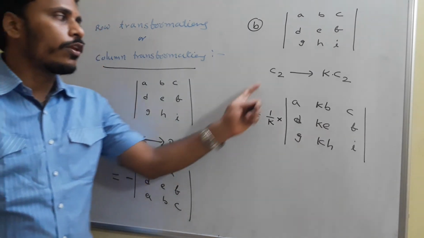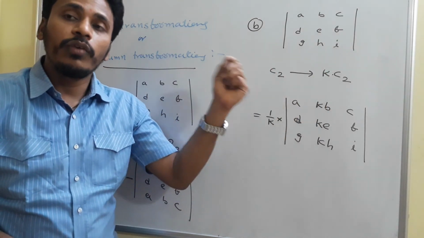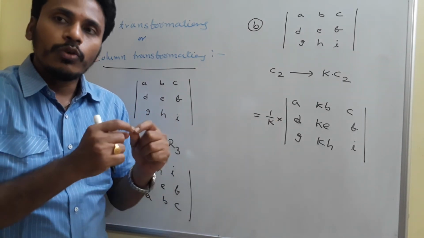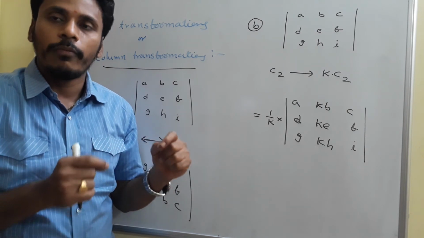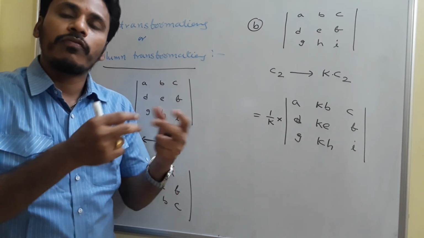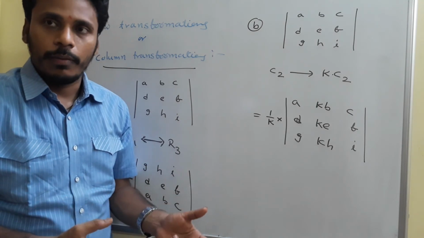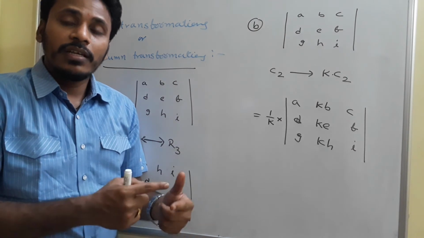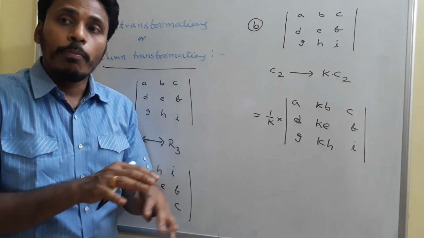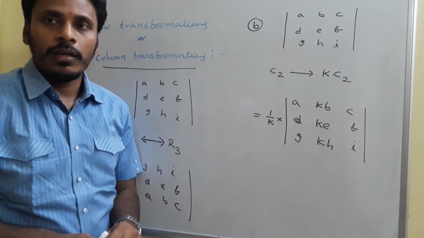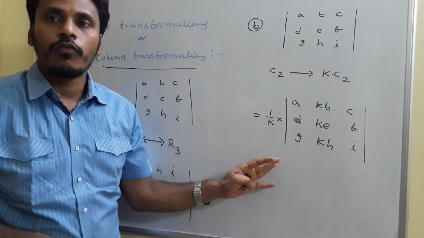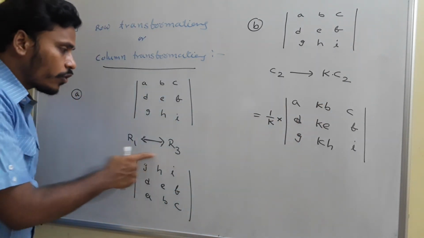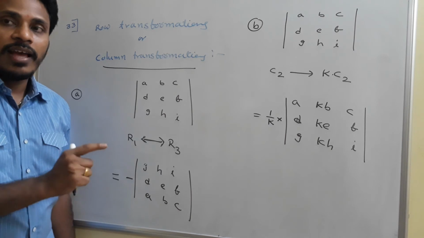So if you replace any column or any row with some constant times of the same row or same column. Once again I am repeating, you are going to replace any row or any column with k times that same row or same column as per the requirement, and then in that case the determinant is affected by k times. Since the determinant is affected by k times, to balance it you need to multiply with 1 by k. All this happens just because of the properties of determinants. So here in this case we use this type of transformation. Just have a look.